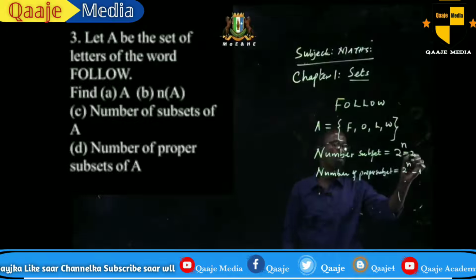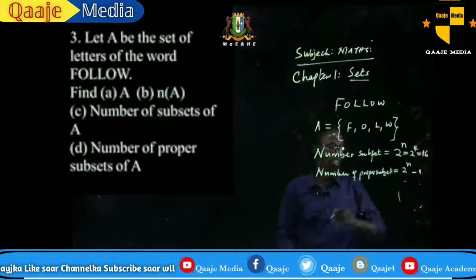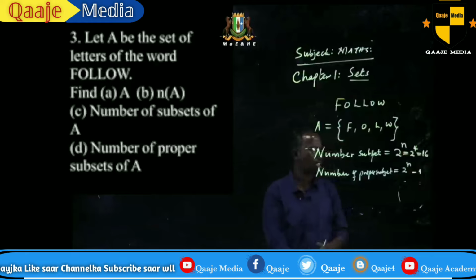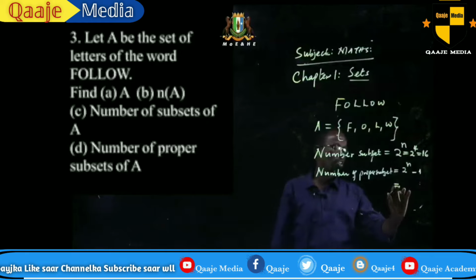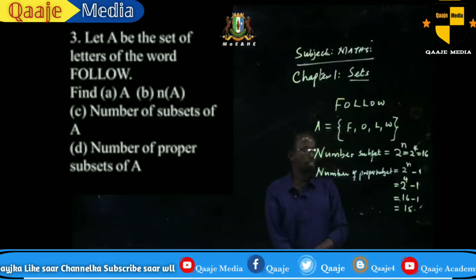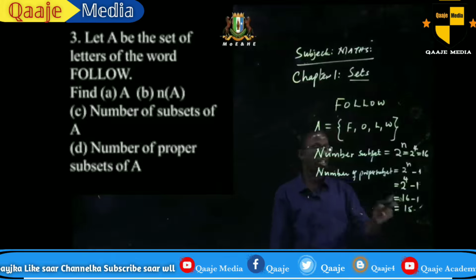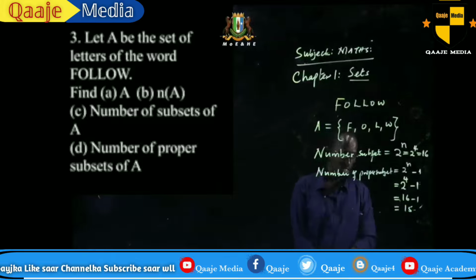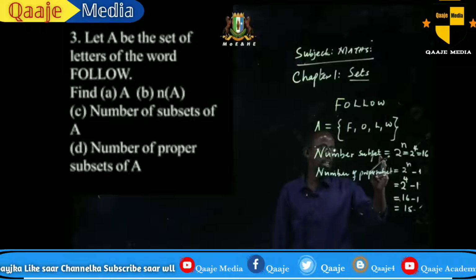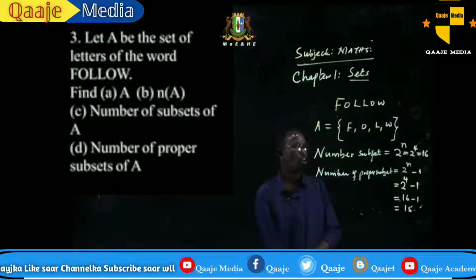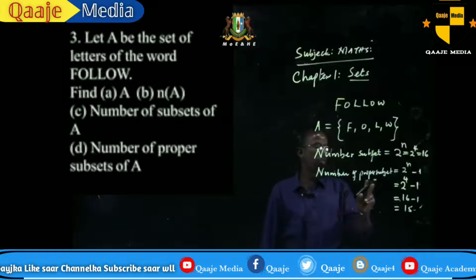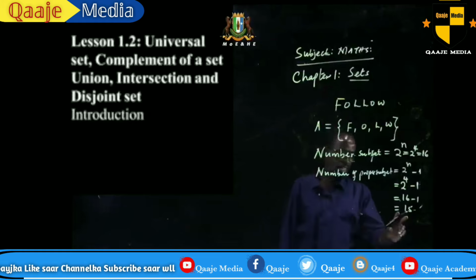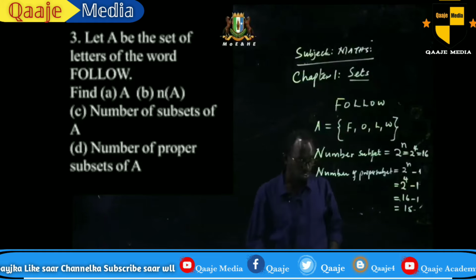So this becomes 2 power 4, which is equal to 16. You multiply 2 four times. The proper subsets will be 2 power 4 minus 1, which is 16 minus 1, equal to 15. So the number of proper subsets will be 15, and the number of subsets will be 16. The subsets start from the empty set up to the 4 elements. The proper subsets also start from the empty set and go up to 15 subsets.